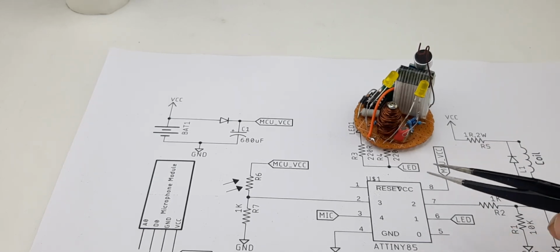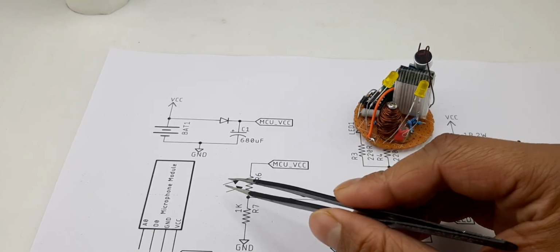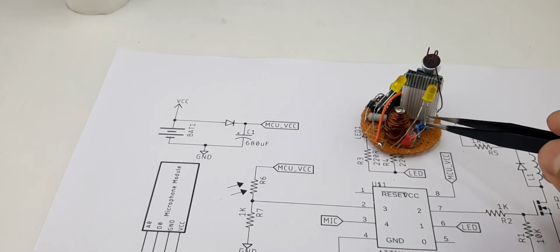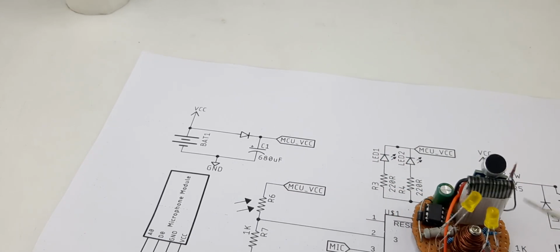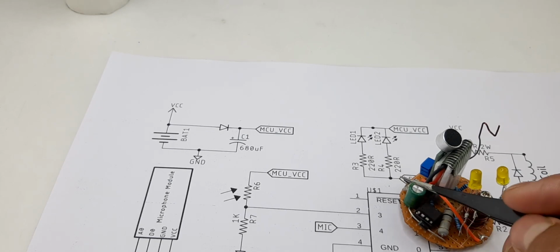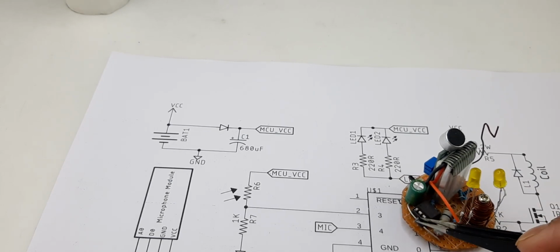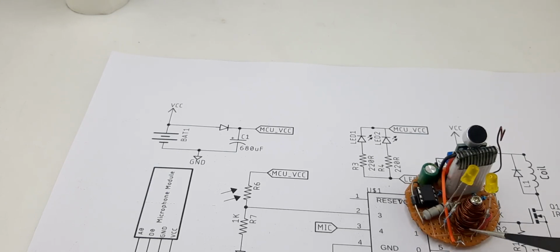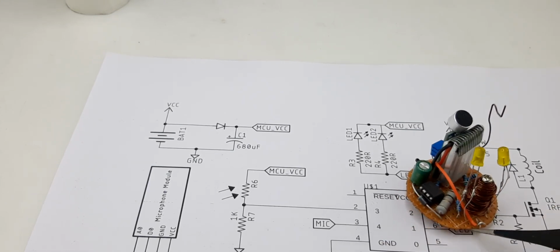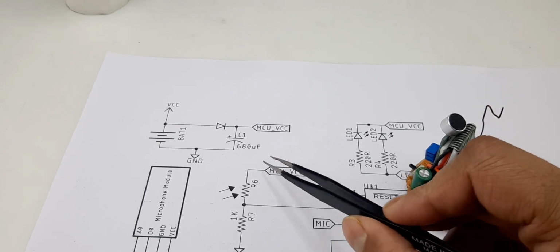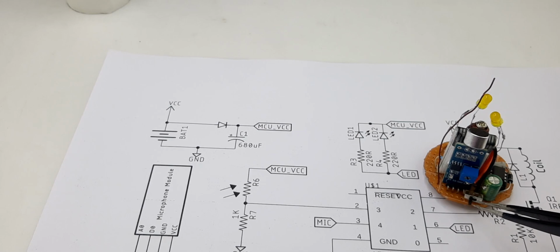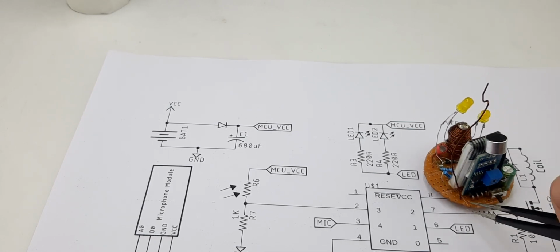This diode also protects the circuit from EMI and EMF that is generated by this coil. This 680 microfarad capacitor is enough to store some voltage and drive this microcontroller for a fraction of a second until this shuts off, and this makes the system very stable. Otherwise, you will get that jittering action in this circuit. And we also have this slider switch to turn on and turn off the circuit.